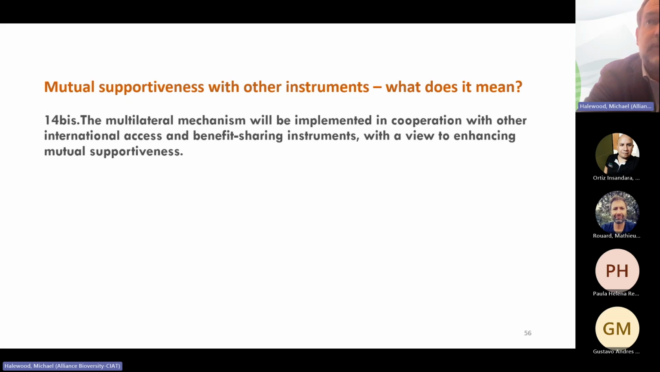There's a lot of respect for the questions related to access to information as a mechanism of benefit sharing. So that is not one of the priorities of the negotiations within the treaty currently.